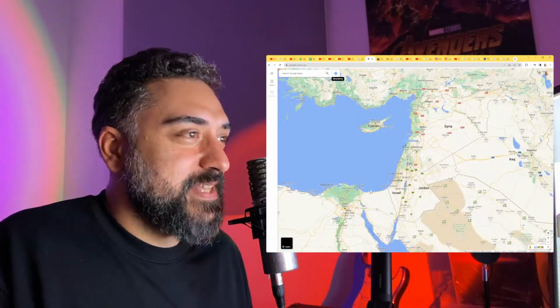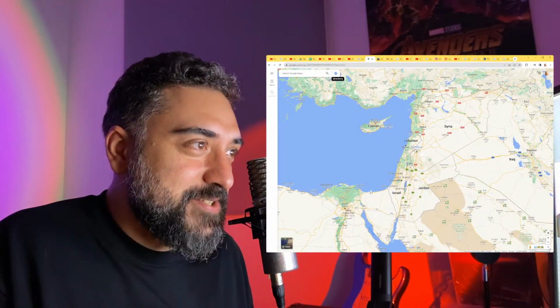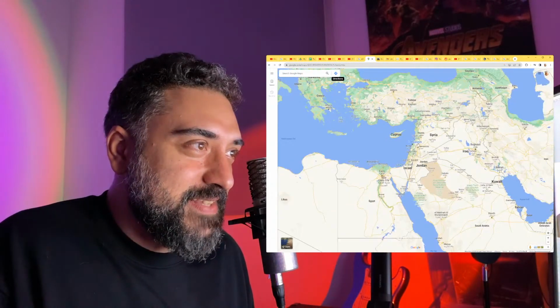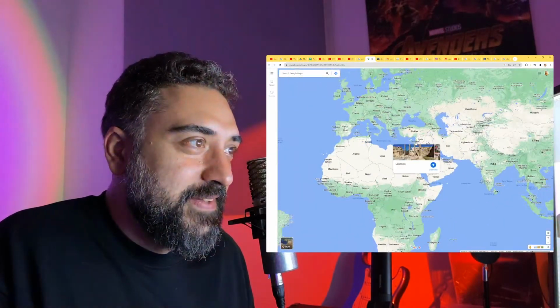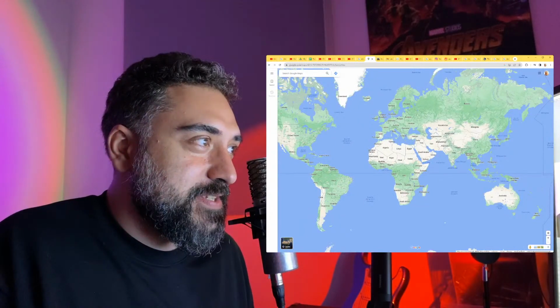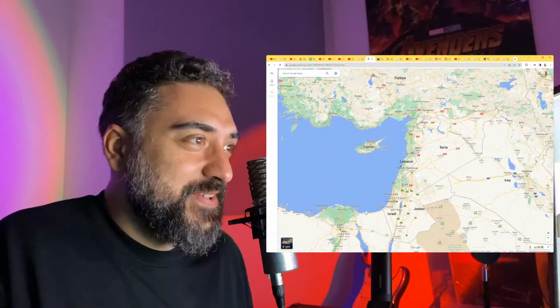So this is Lebanon, yeah. It's the tiniest little country in the world. Look at it. That's it. That's how small Lebanon is. Just for perspective, versus the United States, we're the tiniest little country.